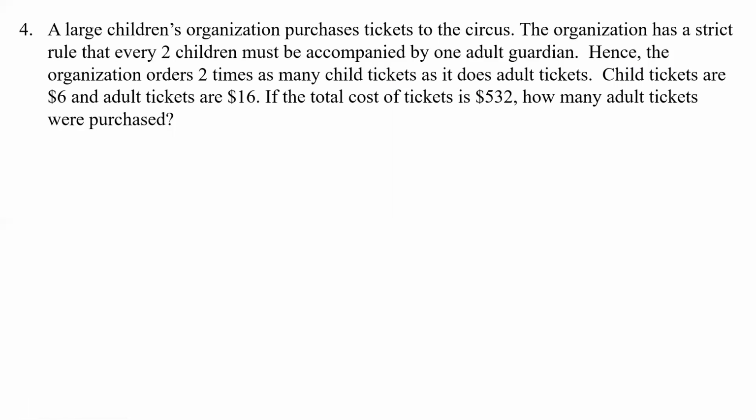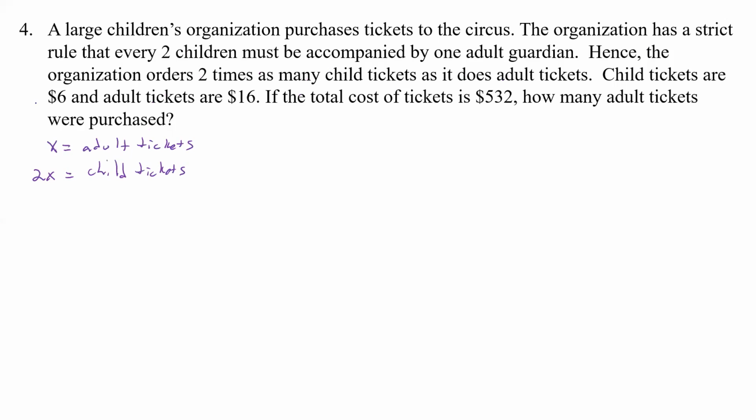All right, so what do we know? Well, let's just start with, let's say x is equal to adult tickets. Doesn't matter what variable we use, but we know that there's going to be 2 times as many child tickets as adult tickets. So there's going to be twice as many, which would give us 2x child tickets. Okay. So that's how we're going to set up our variables.